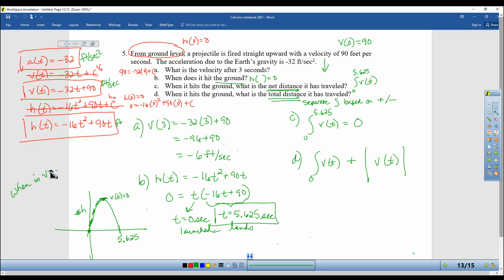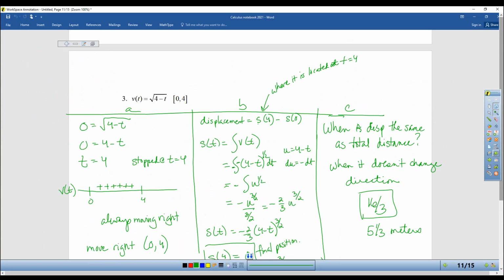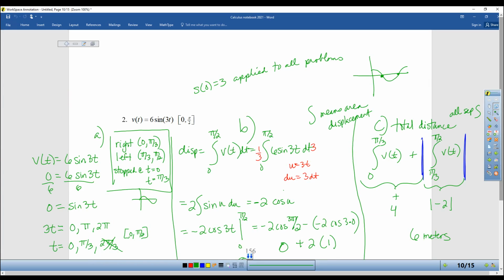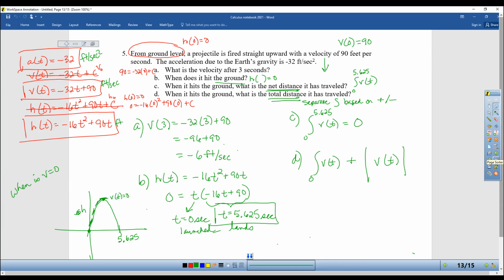When is the velocity equal to 0? In all these other problems, they started with that. They asked you, tell me when it stopped. But now they didn't make that so explicit in the word problem. It's going to be your job to say, oh, I need to know when the velocity is 0 so I can break it up into two parts.